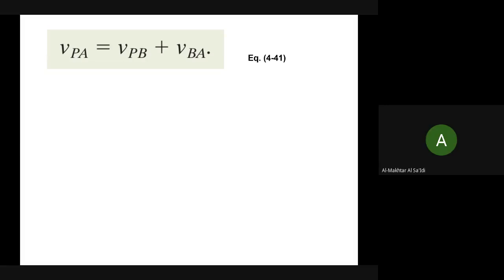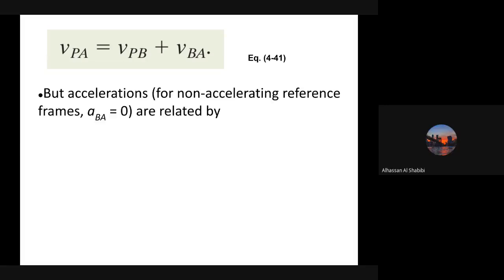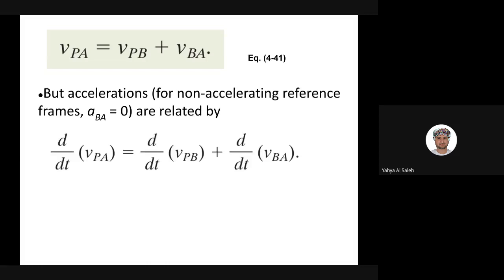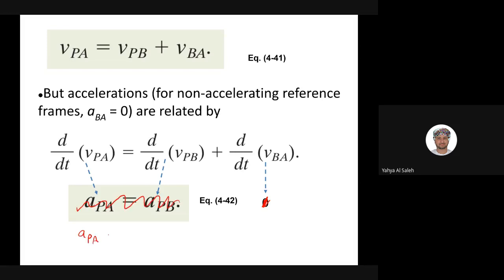Divide by T. By T. By T. Okay. I will get this, right? I will get A_PA equals A_PB plus A_BA.